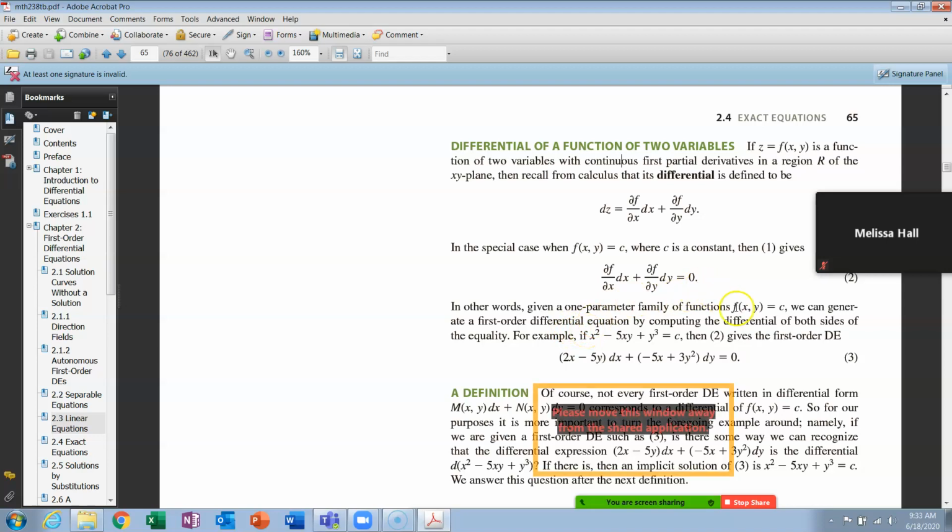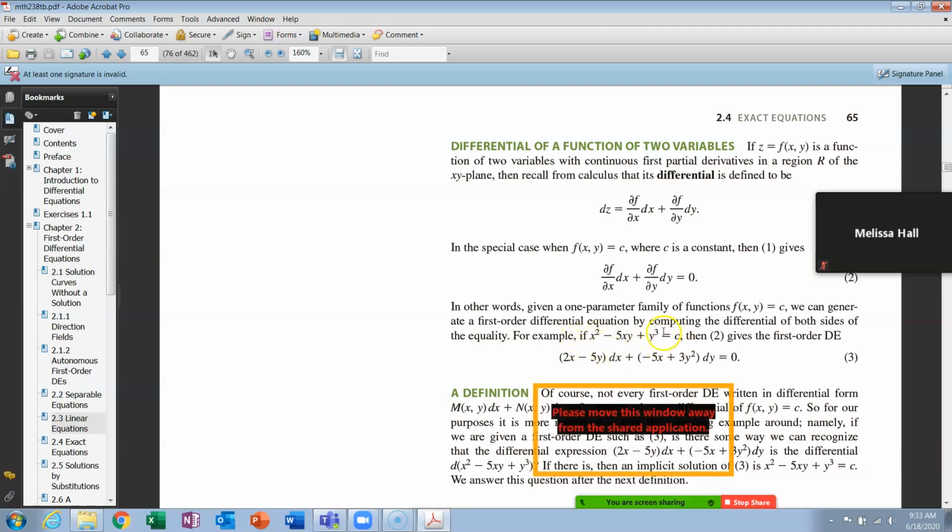They're giving us the function. It's a constant function. You can generate a first-order differential equation by computing the differential on both sides of the equality. So what if this was your function? x squared minus 5xy plus y cubed is equal to some constant. That's your function, okay?